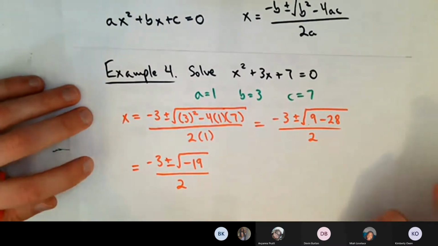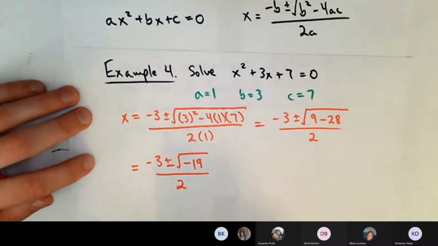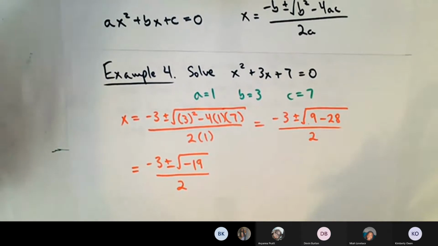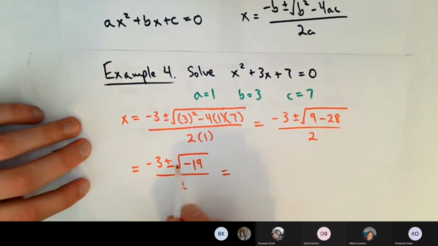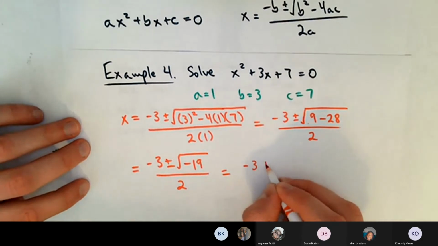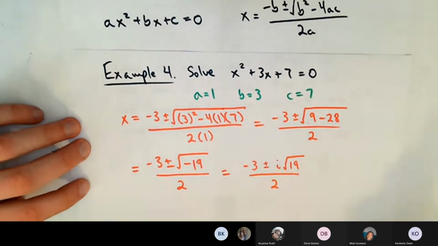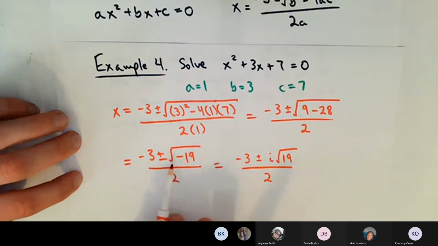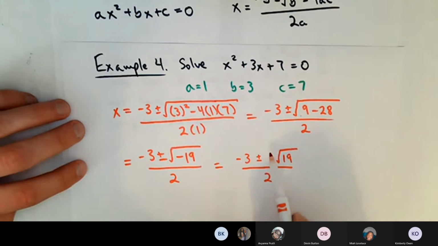And then this is where we ask, okay, what do we know at this point? There are no real solutions to this. But we do not just stop and say no solutions. We say there are complex solutions, right? And how do we show that? Well, we deal with this little square root of a negative number by pulling the negative out and calling it i. So we say negative 3 plus or minus i times square root of 19, all over 2. Okay, we haven't gotten rid of the negative under the square root, but we've rewritten it with the i taking the place of the negative under the square root.